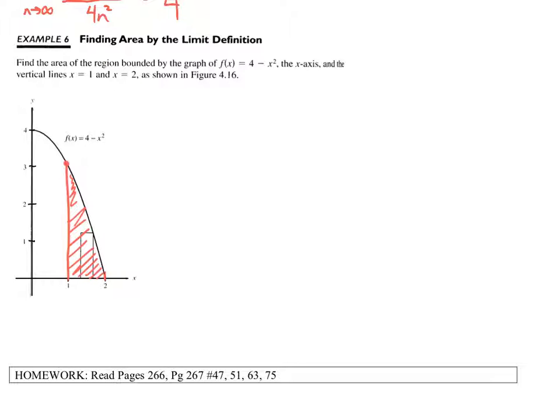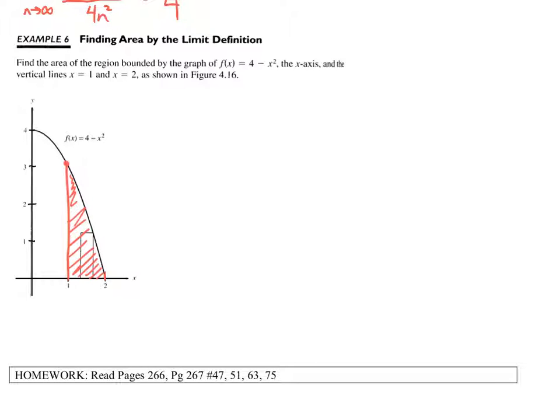Now again, if you want to approximate it using a triangle, you could. The base is 1, the height is 3, so about 1.5. I'm not sure if it's going to be a little bigger or a little smaller, but somewhere around 1.5 should be our answer. It's not a perfect triangle, but that gives us a decent approximation.